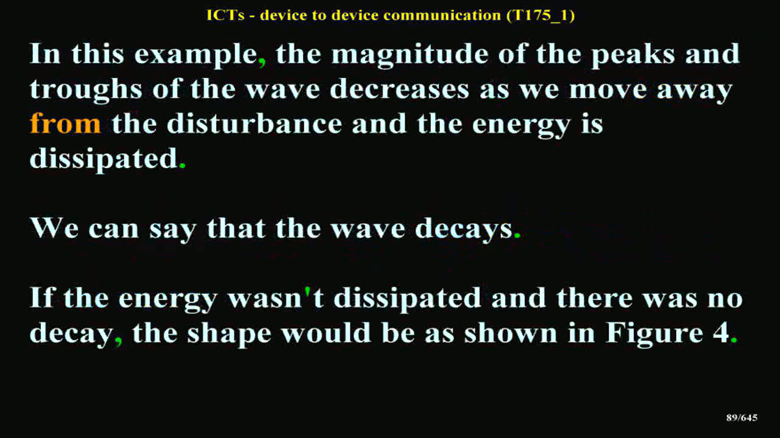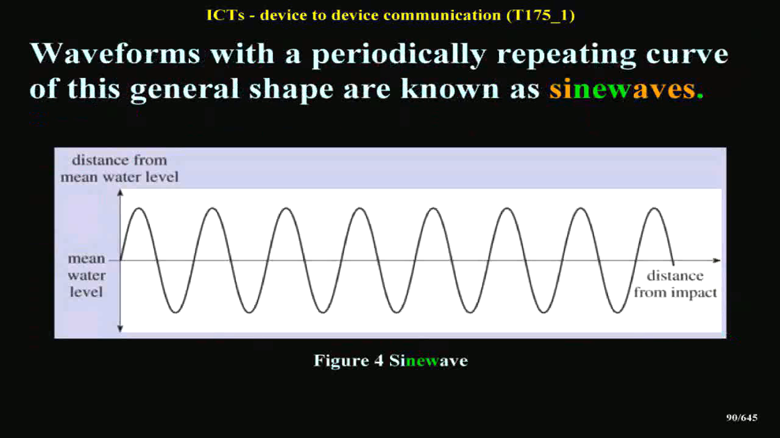In this example, the magnitude of the peaks and troughs of the wave decreases as we move away from the disturbance and the energy is dissipated. We can say that the wave decays. If the energy wasn't dissipated and there was no decay, the shape would be as shown in Figure 4. Waveforms with a periodically repeating curve of this general shape are known as sine waves.